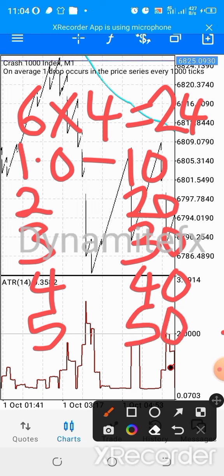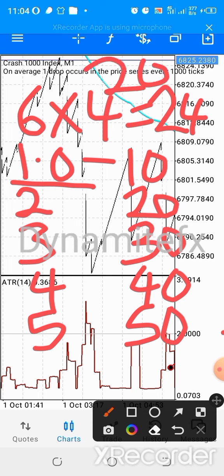So guys, I have helped you out with the calculation. From $20 upward, you can trade this strategy. You can start with the $20 account. This is it for the $20 account. This is it for the $40 account. This is it for the $80 account, then $100 upward.